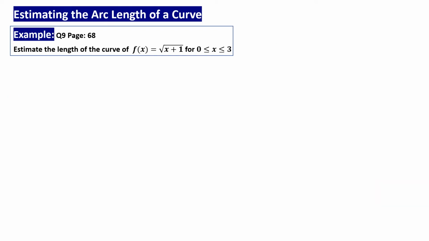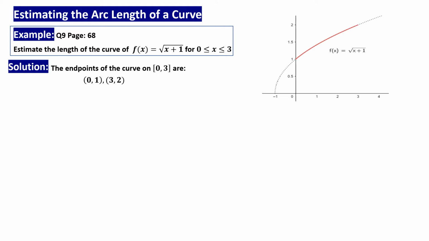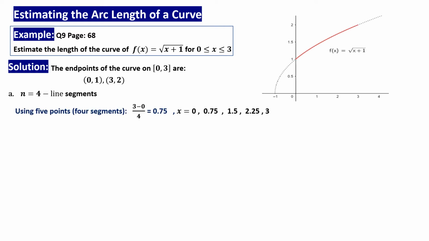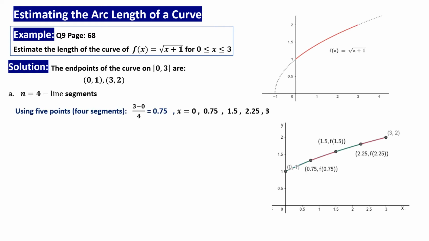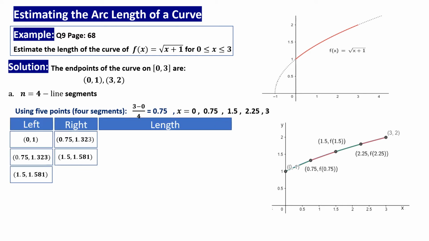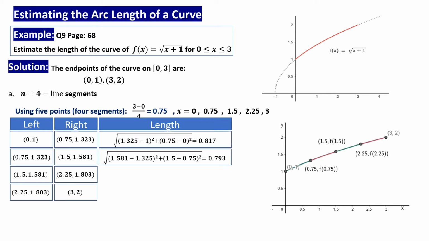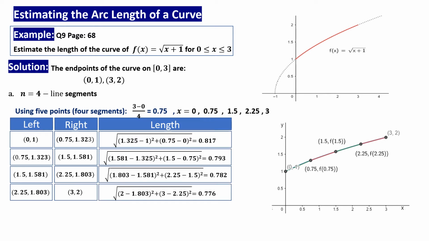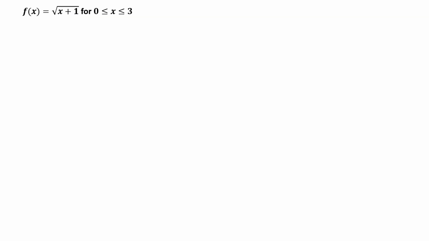3.82. For the second example, the square root of x plus 1 between 0 and 3, the same method. If we begin by dividing, for example, into n line segments, then it gives these lengths, and if we add them, we can of course use a program like Excel or a calculator, and it gives these values. Adding them gives the approximate length.